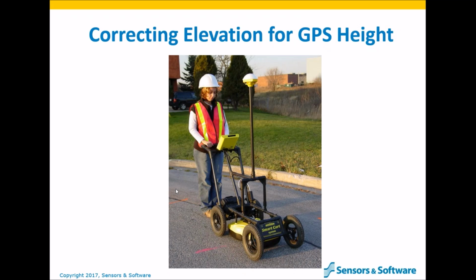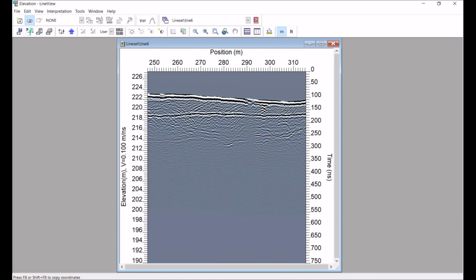Now, I know my audience is sharp, and a bunch of you are thinking right now, but the elevation is of the GPS receiver, not the ground. How do I subtract the height of the GPS above the surface so I actually plot the true elevation of the ground? Fear not, my audience, we have that sorted out.